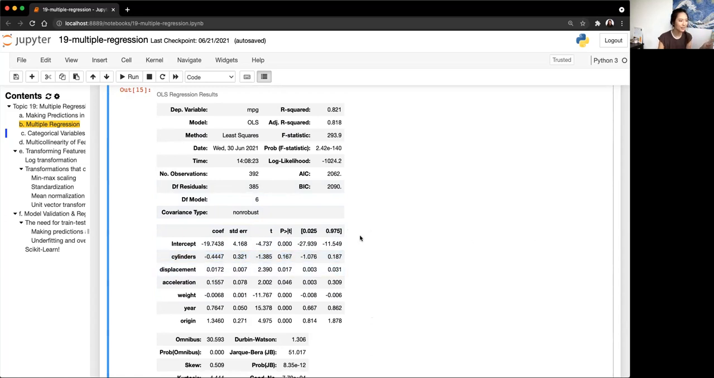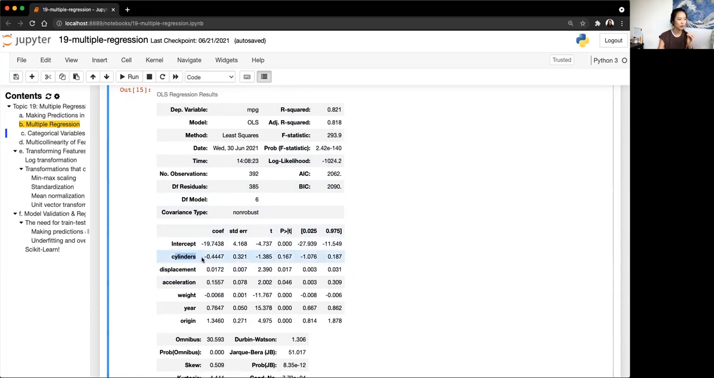Now that just means that there's a 16.7% chance that cylinders has this relationship with miles per gallon just by random chance. So we're just saying that this relationship between cylinders and miles per gallon of negative 0.447 is not statistically significant. And so what do we do in this context?